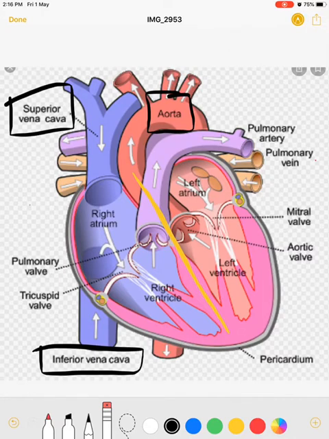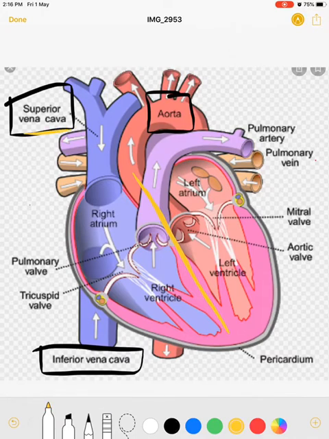The blood should not go back to the atrium, left atrium or right atrium. So this is the function of valves. This you should remember. Now we were talking about the superior vena cava and inferior vena cava and aorta.